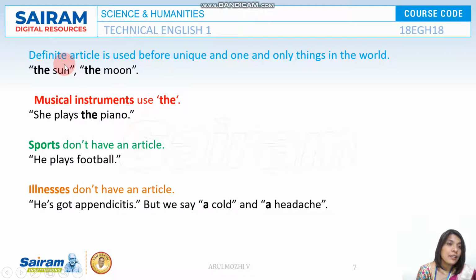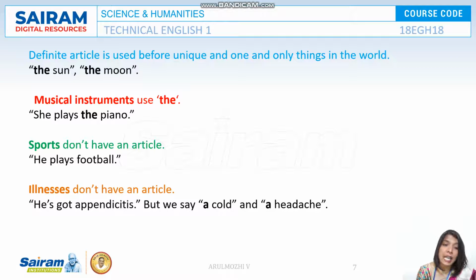Look at the next rules. We use a definite article before unique things, one and only things in the world. They are the sun, the moon. Before planets, the Jupiter, the earth. Before musical instruments, we use "the". She plays the piano, the guitar. Before sports, we don't use any article. He plays a football, the football? No, they are wrong. He plays football. He plays cricket.